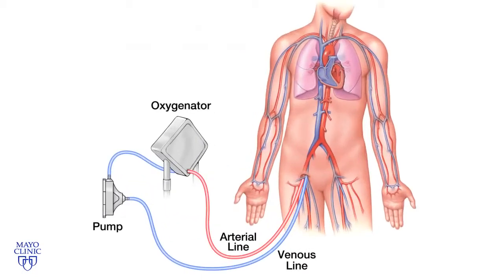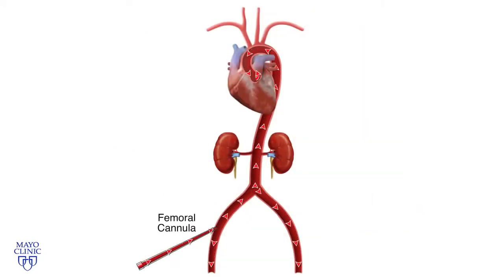VA ECMO is often performed using peripherally placed cannulas, typically placed in the femoral vessels. This animation shows arterial ECMO access in the femoral artery. With extreme cardiac dysfunction on ECMO support, if the heart is not beating and the aortic valve is not opening, the blood being pumped through this cannula provides 100% of the patient's blood flow.